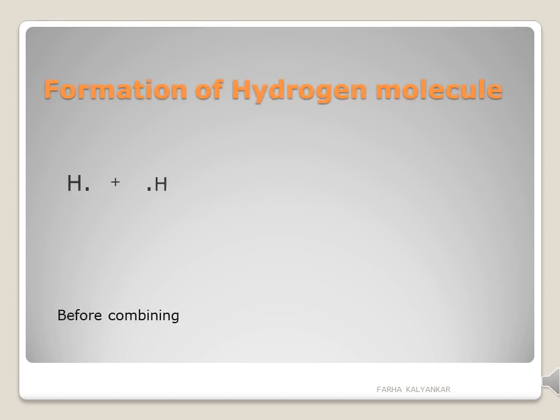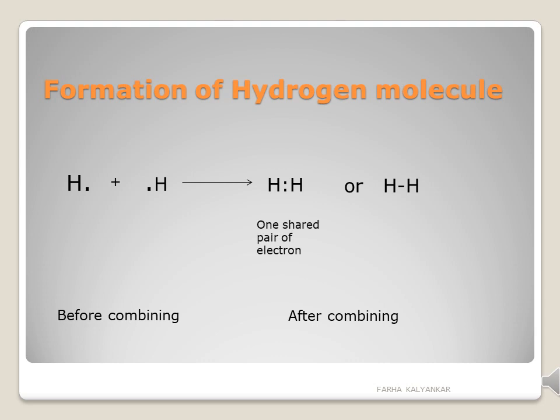An example can be stated of hydrogen molecule formation. Before combining, I am having two atoms of hydrogen with their respective valence electron. After combining, these valence electrons are shared between the two atoms of hydrogen such that the shared electrons lie at equal distance from the combining hydrogen atoms.